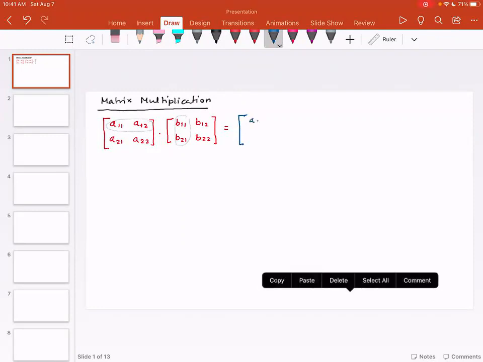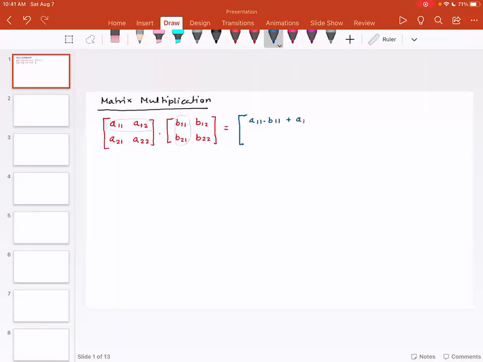So if I were to write this, A11 B11 plus A12 B21. Then the first row, second column. So I'm going to deal with this guy, which is A11 B12 plus A12 B22.